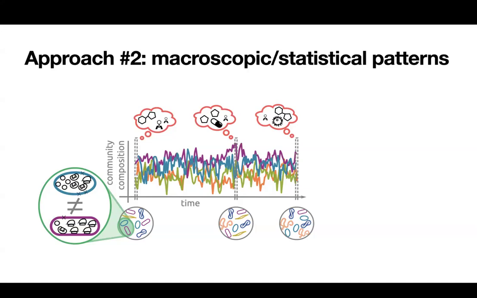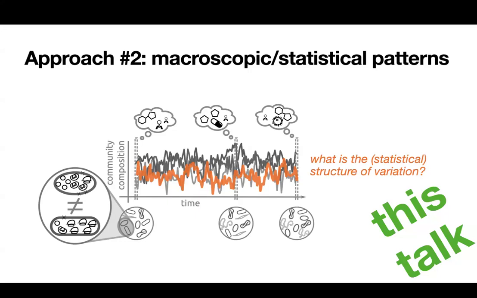The second approach is, instead of trying to reduce the dimensionality, to embrace the high dimensionality of the system, and instead of focusing on relations between environment and traits, to focus on the statistical patterns of the variation we observe, with the idea that these statistical patterns allow us to investigate some underlying mechanisms. And this talk is about this second approach.